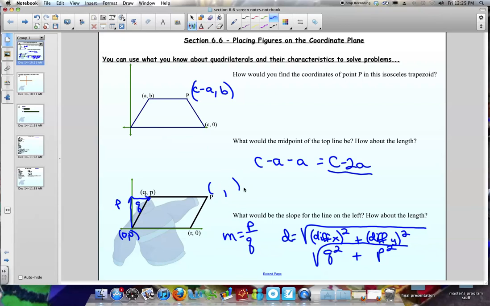To figure out the coordinates of the fourth point in this parallelogram, I would simply have to look and realize, using my characteristics of a parallelogram, since opposite sides are congruent, the length of this side would be R units, so the length of this side has to be R units. If it starts Q units over, this coordinate would be Q plus R for my x-coordinate. And then how tall it is, well, it would have to be the same height as this point, so my y-coordinate would be P.